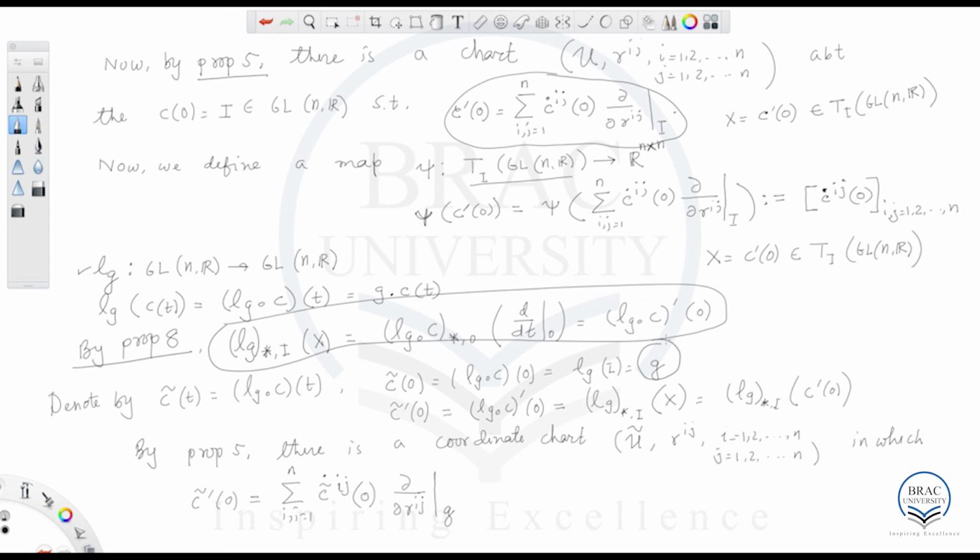Okay, and remember C tilde prime 0 is in this tangent space T at C tilde of 0 of GL(n, R), which is the same as T_g GL(n, R). Good.